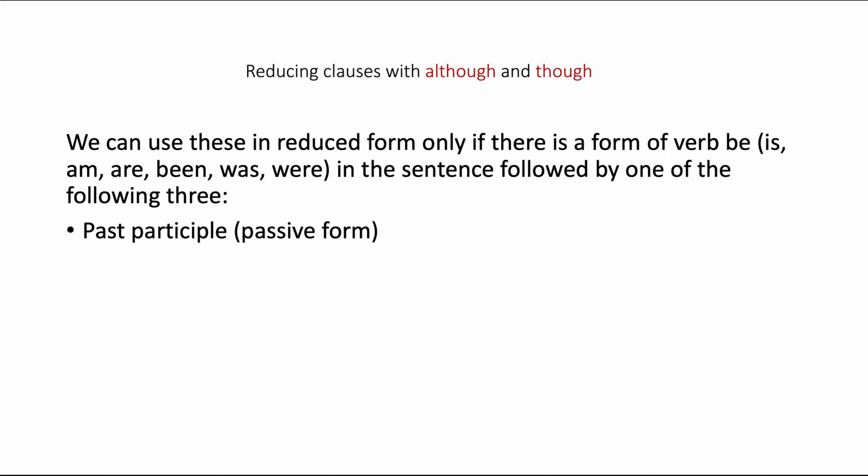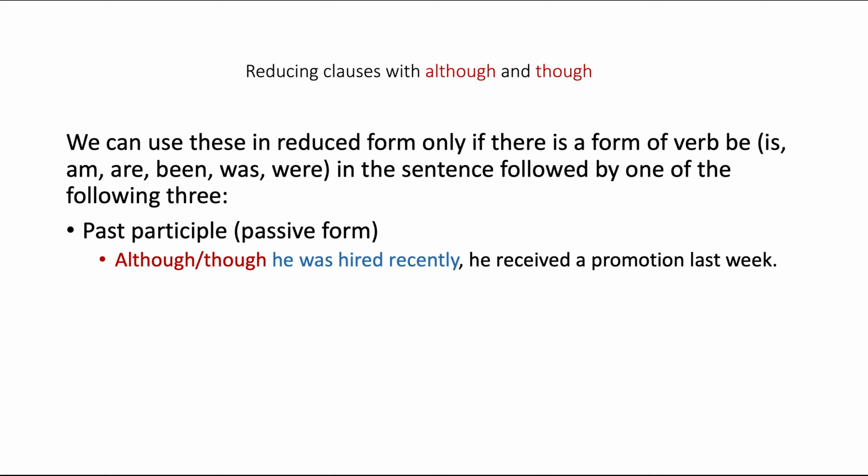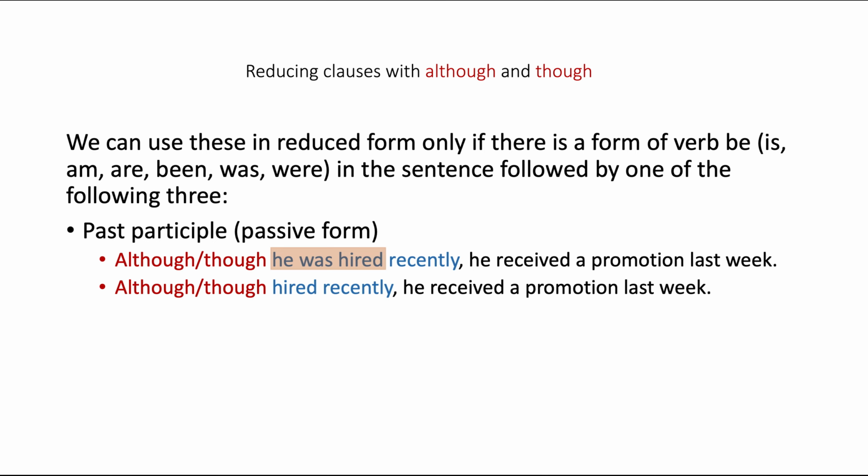The first one is a past participle, or the passive form. So in this example, we have a passive verb, because we have a form of verb be and a past participle right after that. So we clearly have the passive form here. And because all the rules apply here, we can turn it into a reduced clause. Although hired recently, he received a promotion last week.